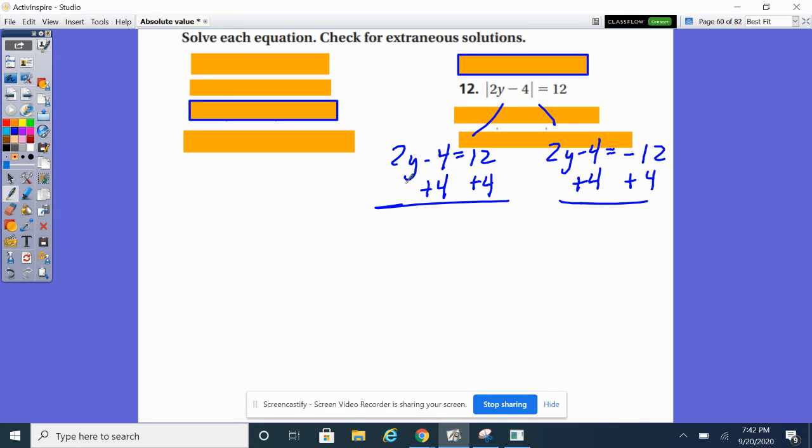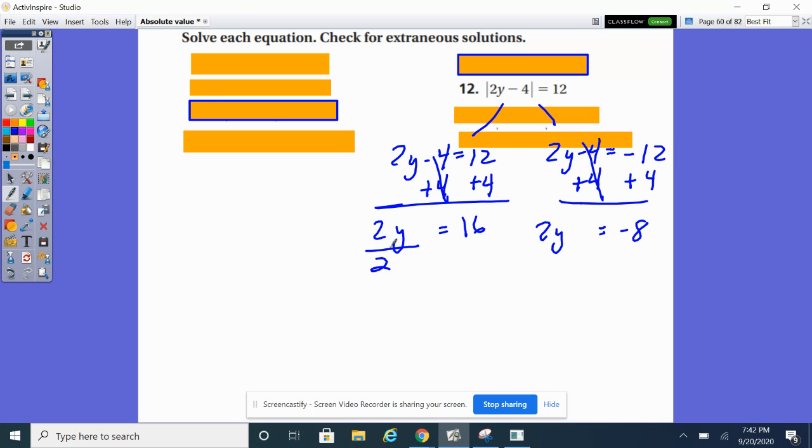From left to right, the 2y is going to come straight down. The negative 4 and positive 4, those are opposites, so they go away, and 12 plus 4 is 16. Let's see what happened on this one. The 2y comes down. Again, the 4's cancel each other. There's the equal sign. And this time, negative 12 plus 4 is actually negative 8. So different outcomes. Same steps again.